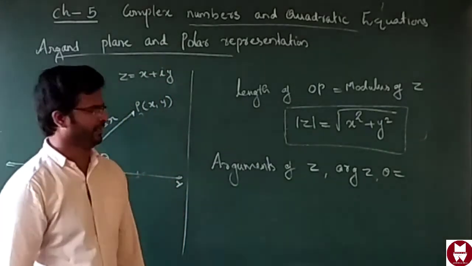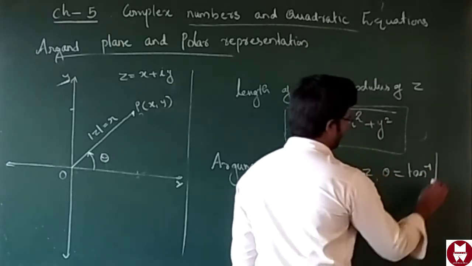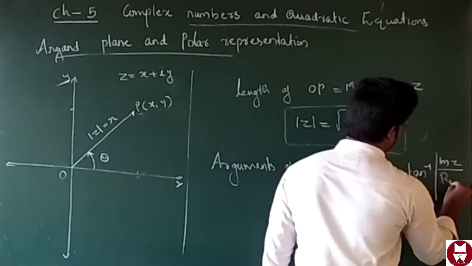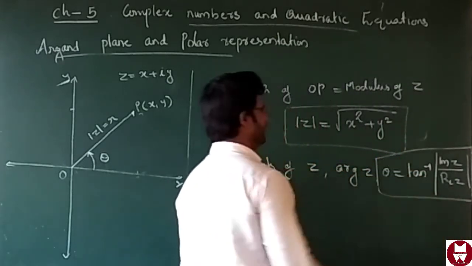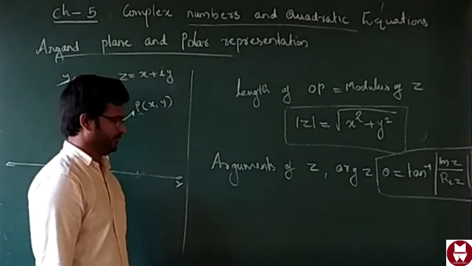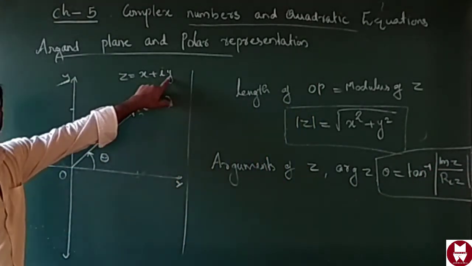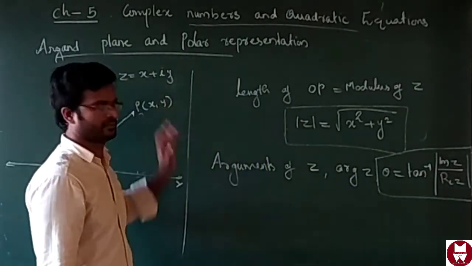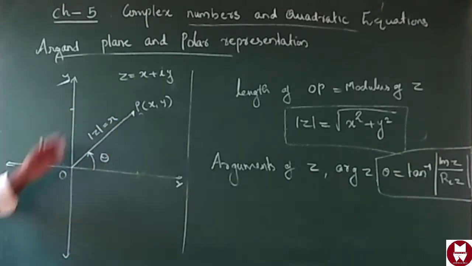How do we find theta? We will use one formula, that is tan inverse of the modulus of the imaginary part of z divided by the real part of z. This formula we can use to find the argument of z. Here the imaginary part of z is y, divided by the real part of z, that is x. We can use this formula. Just pause the video or write down these two formulas and this figure.